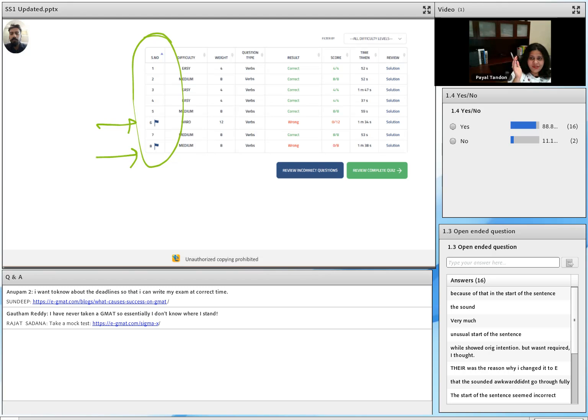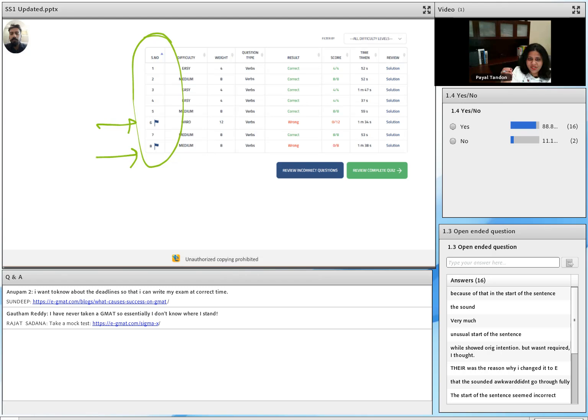Now, the difference between a 68th percentile student and a 98th percentile student is, a 68th percentile student would say, oh, so what if I got 60%? It's okay. I'm going to improve in the next one, as if some magic is going to happen in the next one. No, magic doesn't happen. You need to put in the effort.